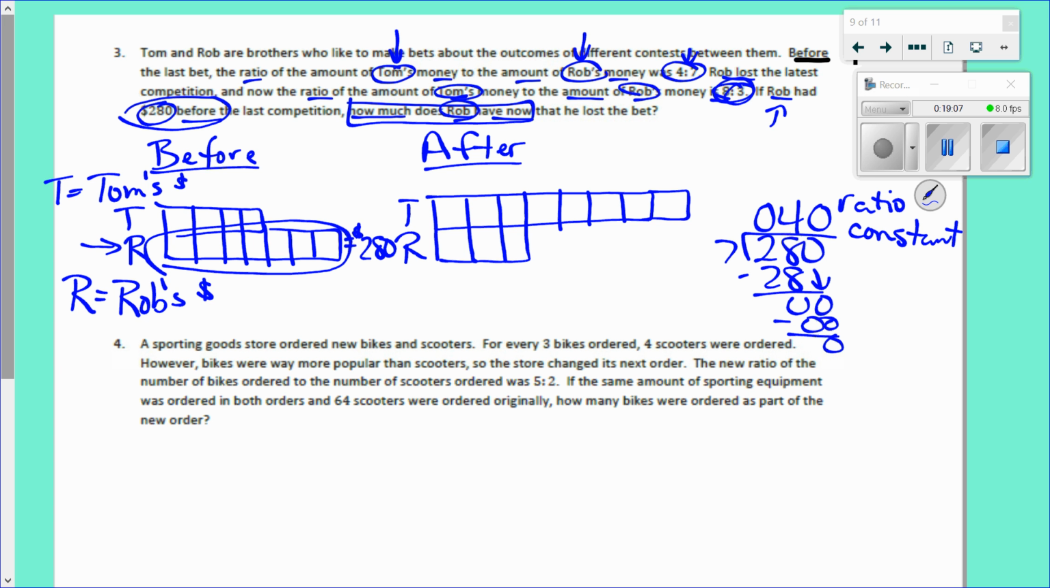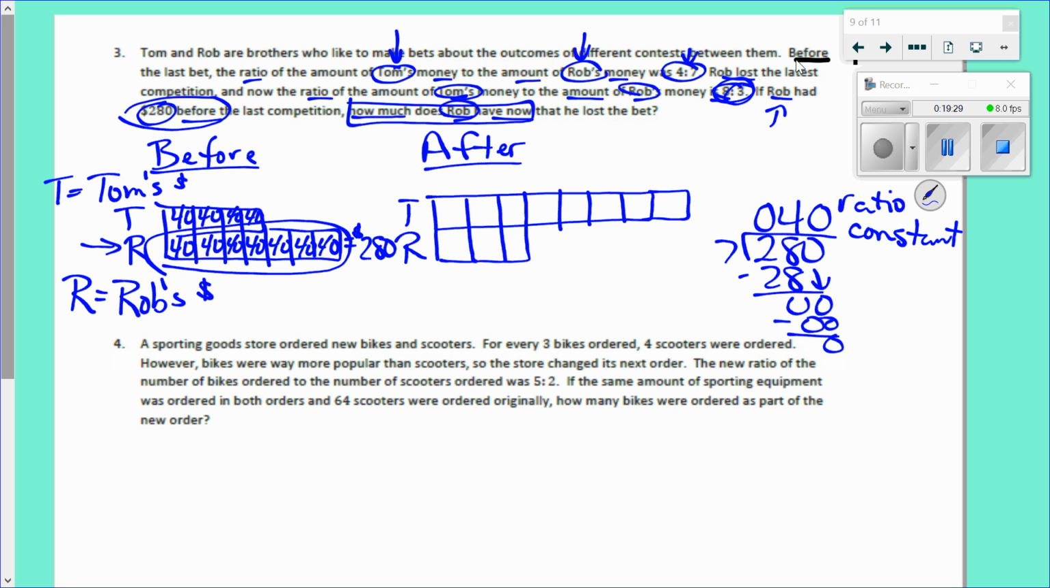Once I have my ratio constant, now it goes inside every box. This is why they need to be big enough for you to actually write inside of them. Mine are big enough. Okay? So, and you can always double check. 7 boxes of 40 gives me 280.